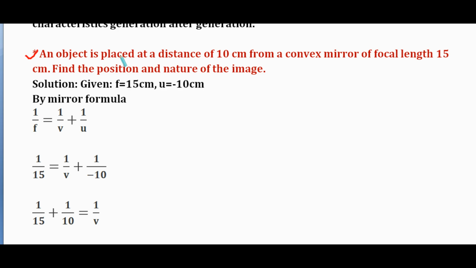Next question. An object is placed at a distance of 10 cm from a convex mirror of focal length 15 cm. Find the position and nature of the image. Given f equal to 15 cm, u equal to minus 10, the distance of the object is always negative. So u equal to minus 10. And by the mirror formula, we know that 1/f = 1/v + 1/u. By putting the value of f, it is 15, and the value of u, it is minus 10.